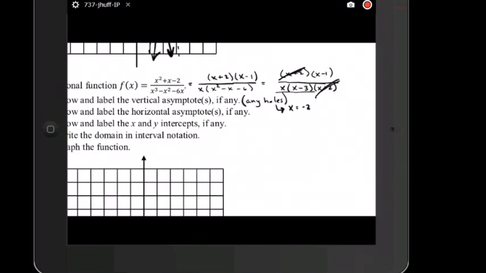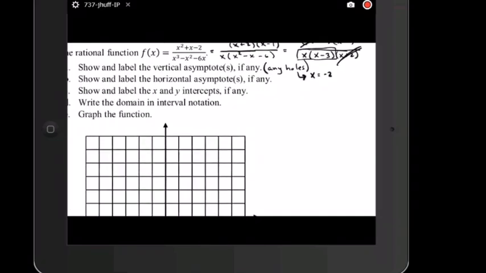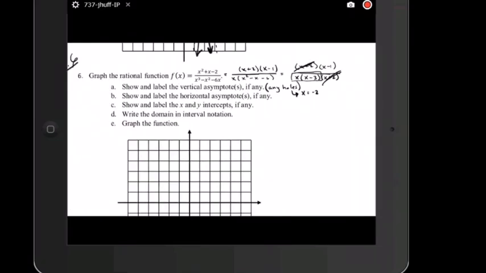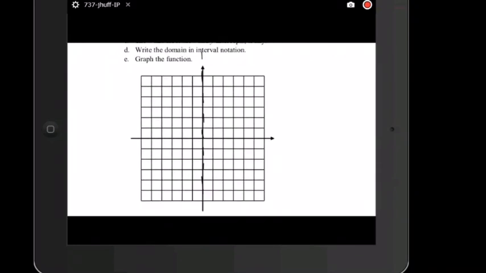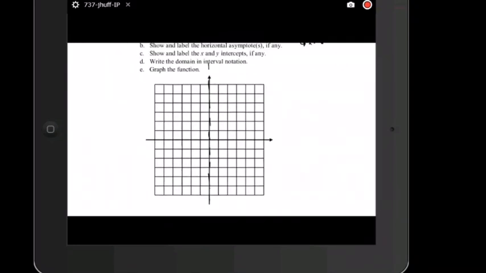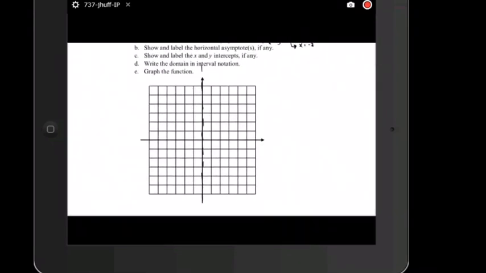The factors that remain in the denominator, x and x minus 3, those are going to give us our vertical asymptotes now. So one of them is going to be this one, which is x equals 0. So there's one vertical asymptote. And the other one is going to be x equals 3.